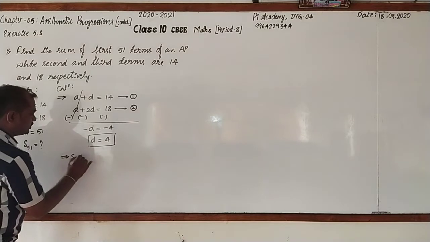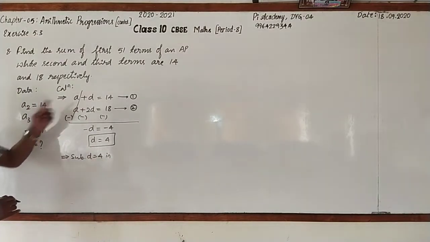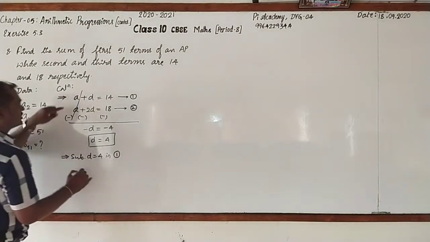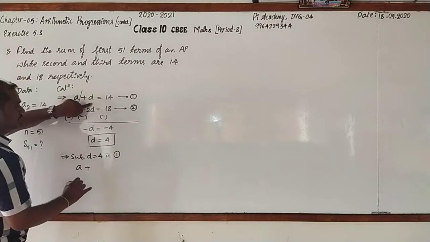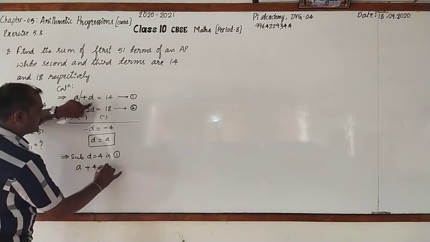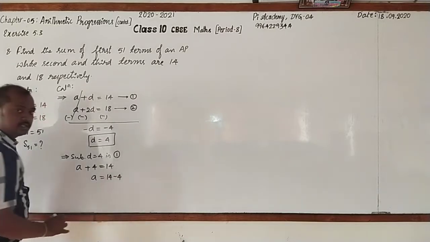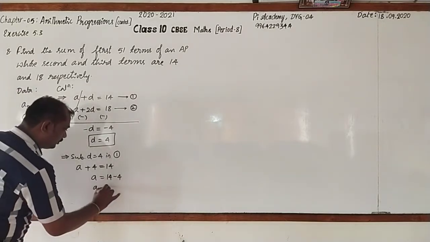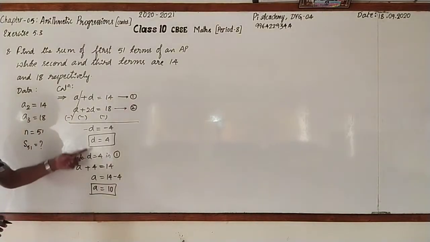Now you may substitute d equal to 4 in any one of the two equations. I take the first equation. First equation is a plus d equal to 14. d is 4. A plus 4 equal to 14. A equal to 14 minus 4. Then a equal to how much? This is 10. We got both a and d.